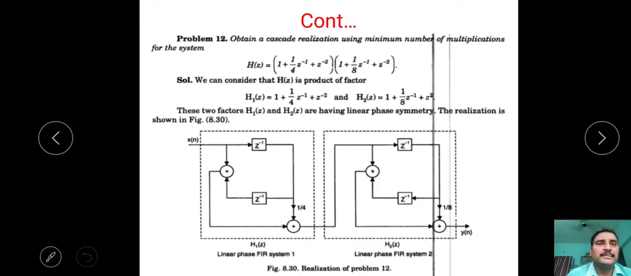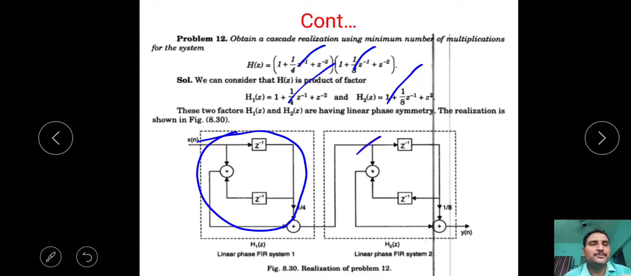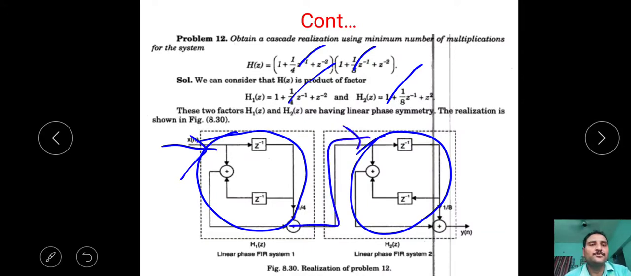If you see this example, here H(z) equals two functions, (1 + 1/4 z^-1 + z^-2)(1 + 1/8 z^-1 + z^-2). Here it's a combination of two subsystems, one is H1 and the other is H2. This is the H1 equation, this is the H2 equation. Now what we have to do is, for H1 we have to design its realization, for H2 we have to design its realization. Then the input signal is given to H1, the output of H1 is given to H2, and the H2 output should be taken as y(n). It is called cascade form realization.